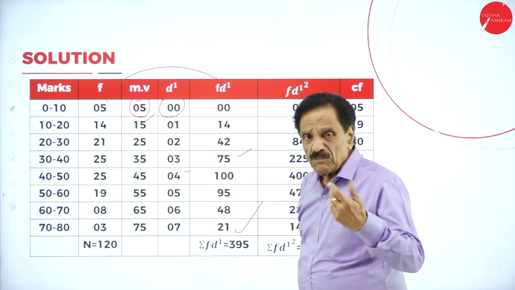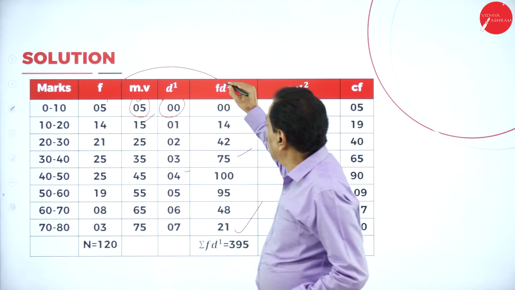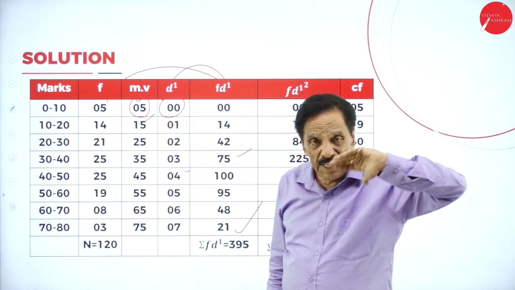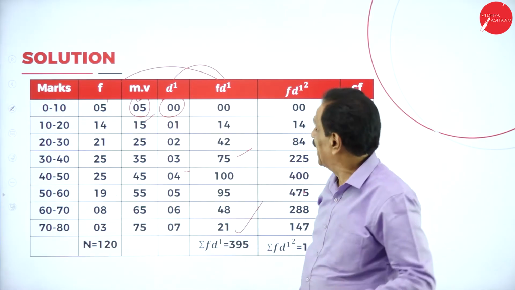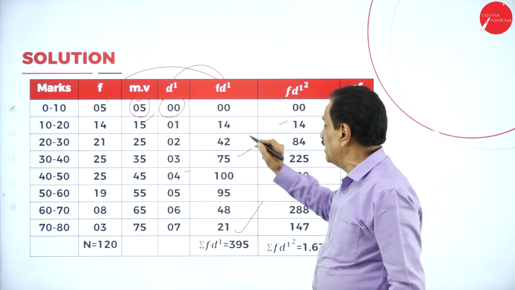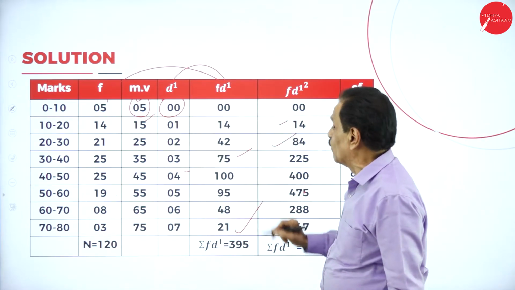What is the next step? For the sake of standard deviation, fd dash square. Fd dash square, fd dash into d dash. 0 into 0 is 0. 14 ones are 14. 42 into 2 is 84.